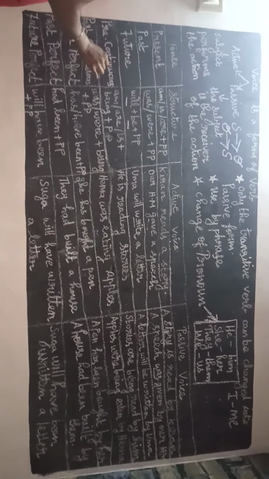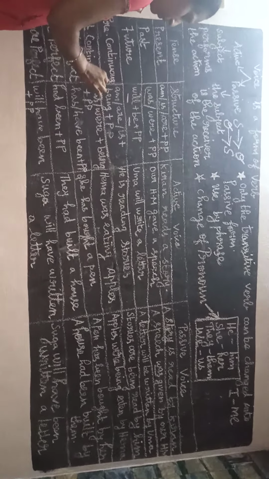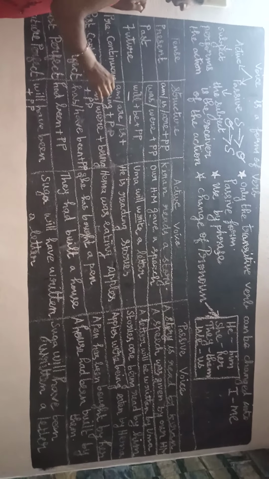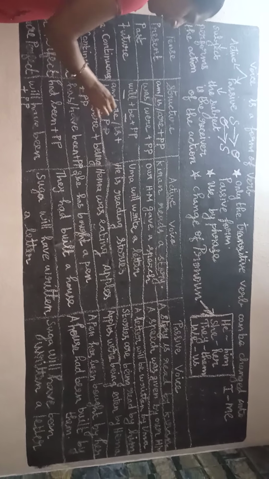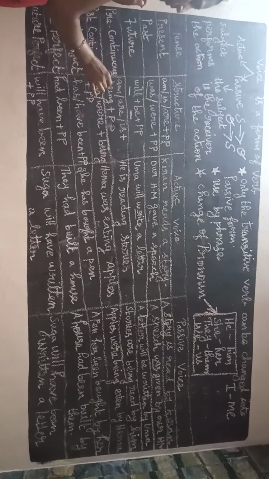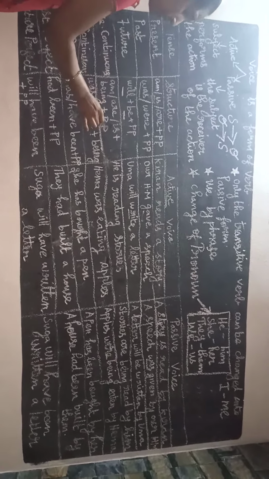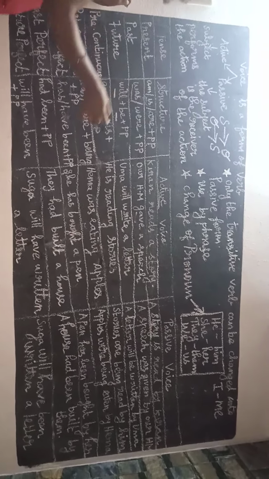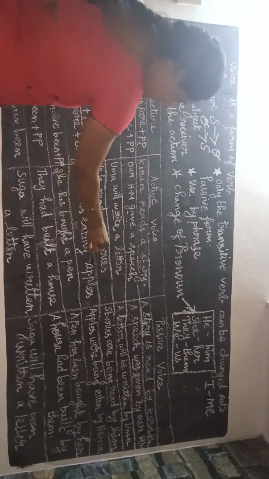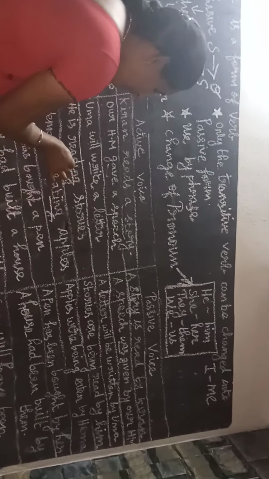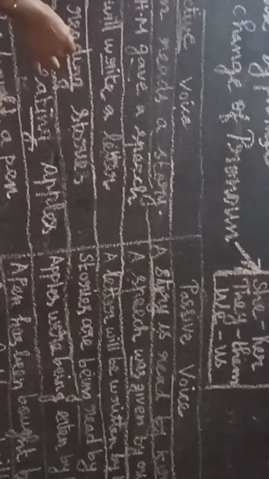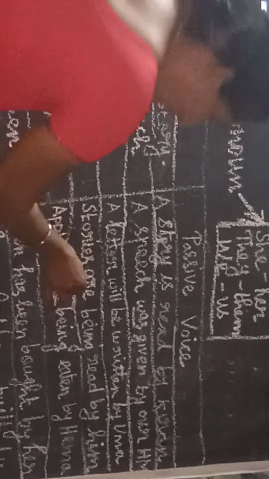Then, present continuous tense. What is the sentence structure to convert the present continuous tense? For singular form, am and is, then plural form, are. As it is continuous, we have to use being plus past participle. For example, he is reading stories. So, stories are, because there is ing, continuous form in reading. So, he is reading stories. Stories are being read by him.